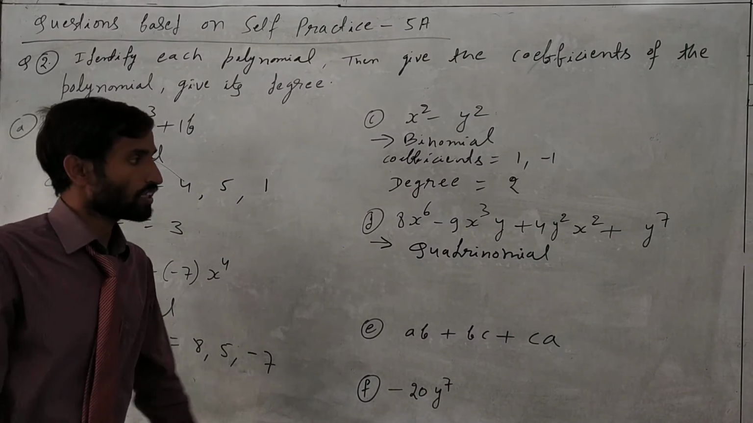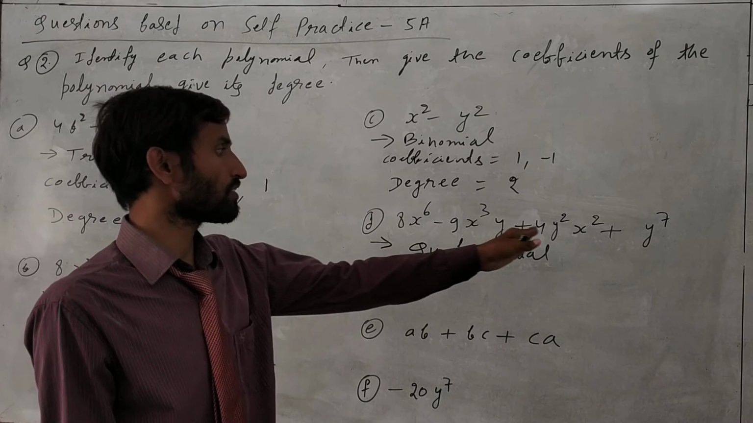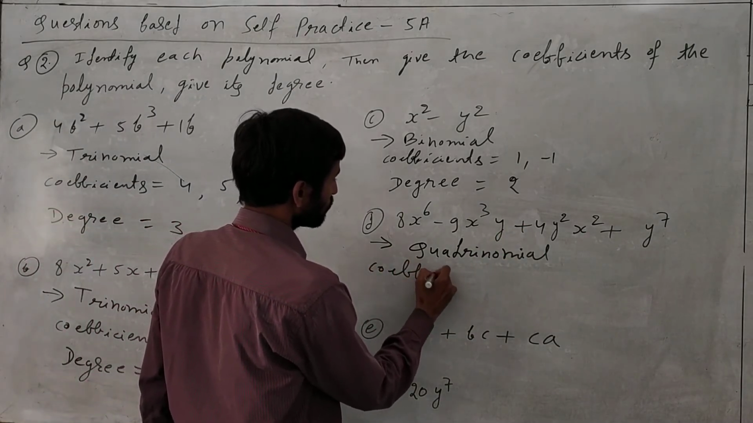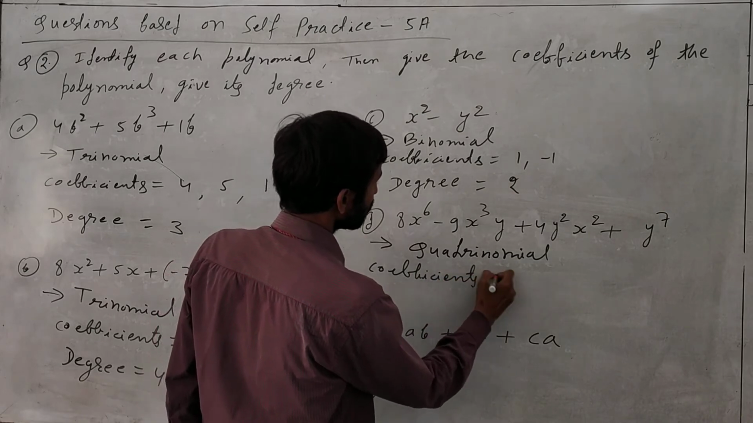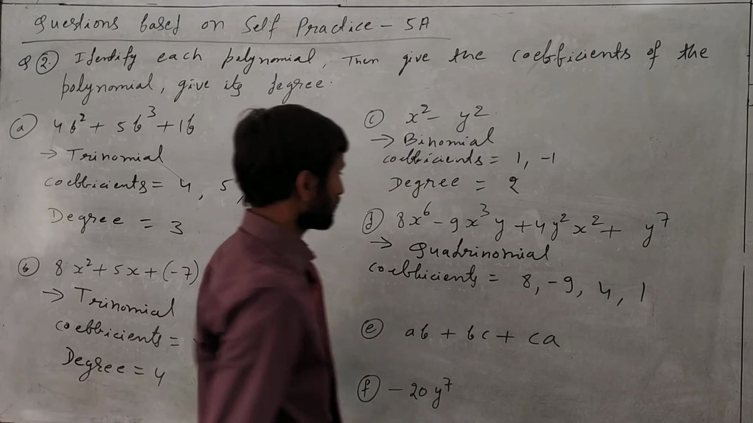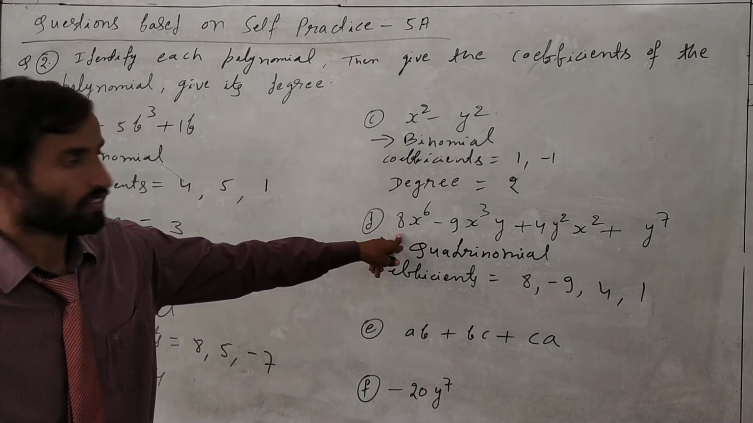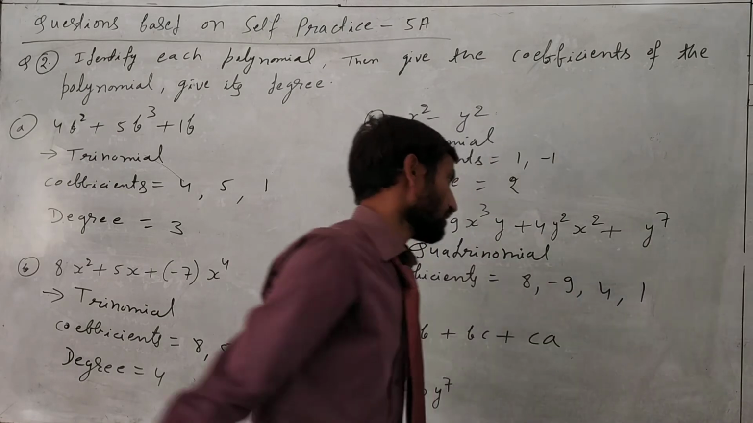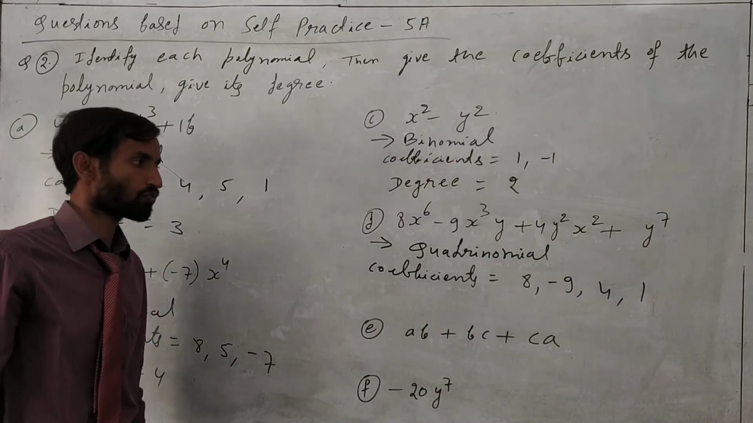After that, just find the coefficient of each term. The coefficients are 8 comma minus 9 comma 4 comma 1. Just see here: 8, here minus 9, here 4, and then nothing written is 1. So the coefficients are 8, minus 9, 4, 1.